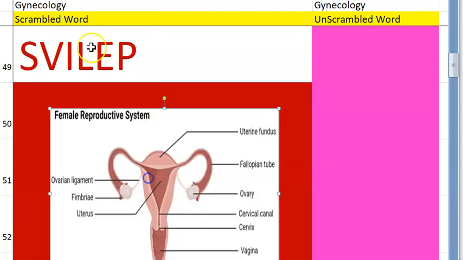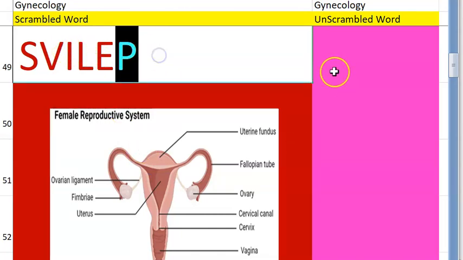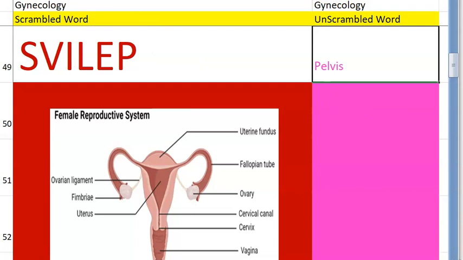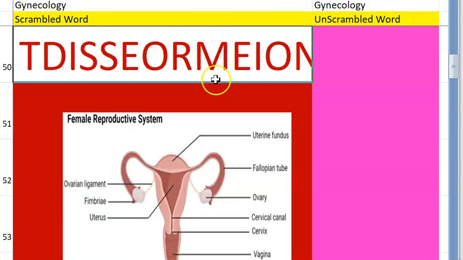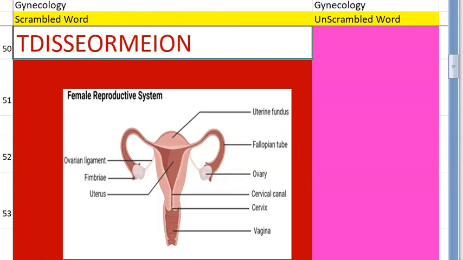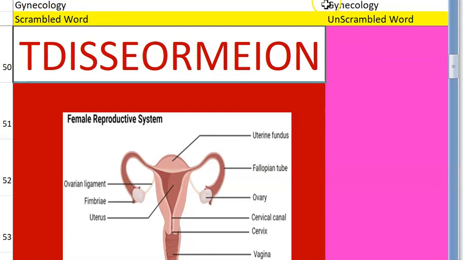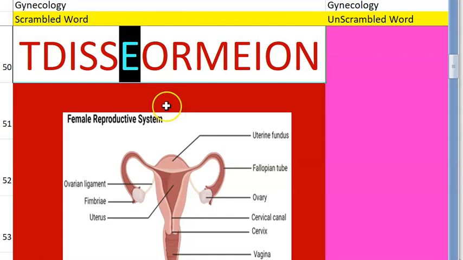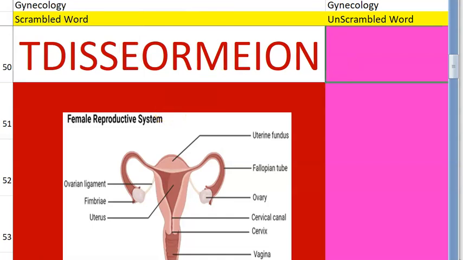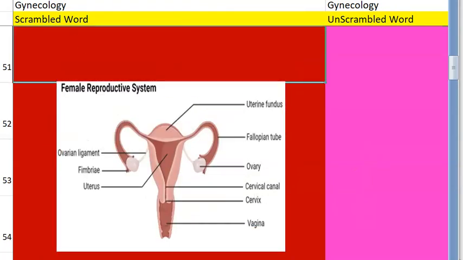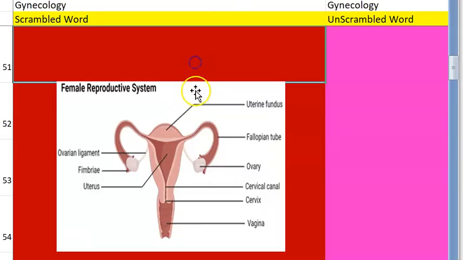Look at this one now. What do you think this is? Anatomy. Again, starts with P. Pelvis. 50th one. We're almost at the end. Great. What is this? Starts with an E, kind of two words. It is endometriosis. Very good. We're done with 50. Just 10 more to go. Yay. Gynecology, we'll become experts.